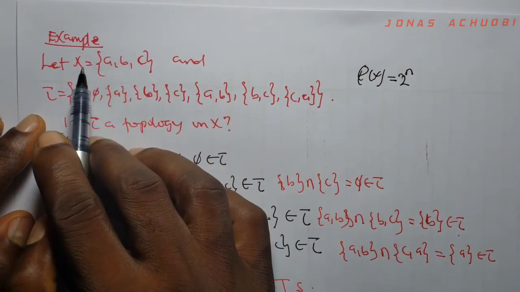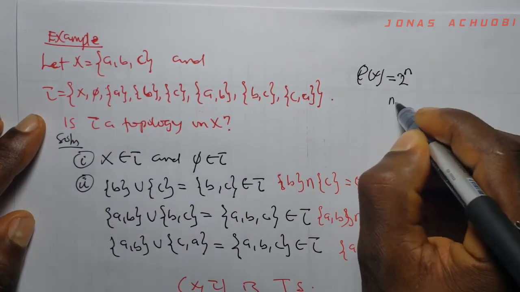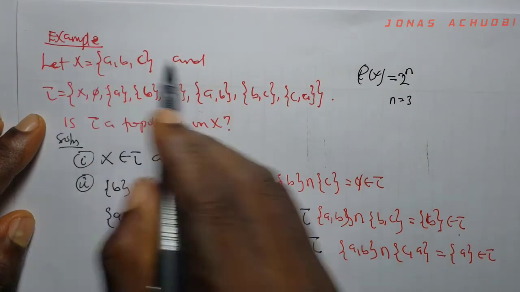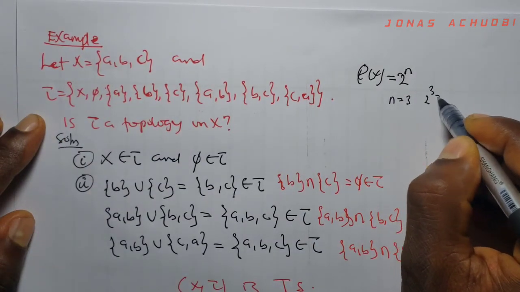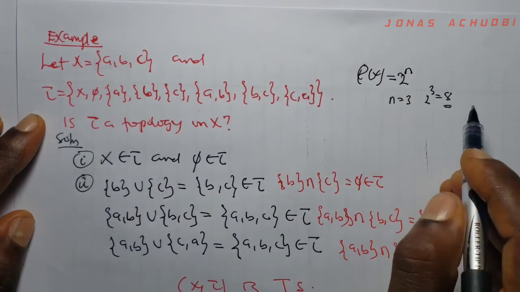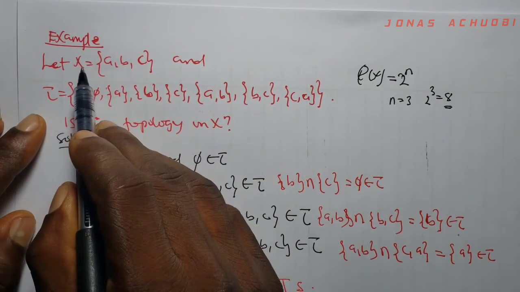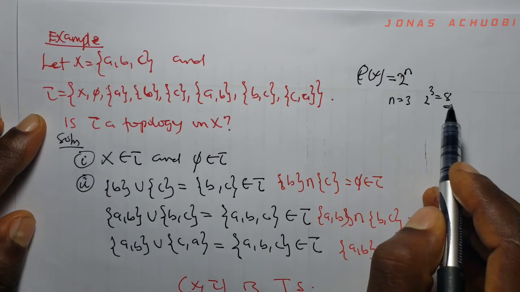In this case, X is ABC. So here, n is equal to what? 3. So how many subsets will set X have? It will have 2 raised to the power 3 equal to what? 8. So it will have 8 subsets. So we now see that the power set of this set X has 8 subsets in it.